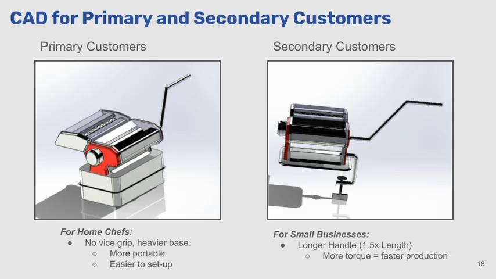The first design for home chefs got rid of the vice grip at the bottom, replacing it with a larger base. This makes it more portable and easier to set up. The second design is for our secondary customers, small businesses. This design has a longer handle, allowing them to get more torque output to turn their pasta, allowing them to speed up production and turn a wider variety of dough.